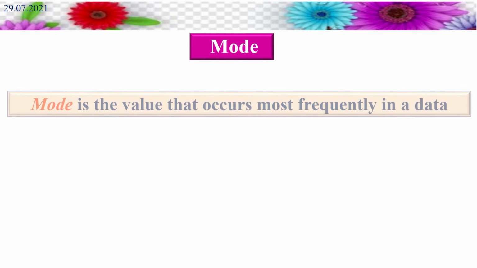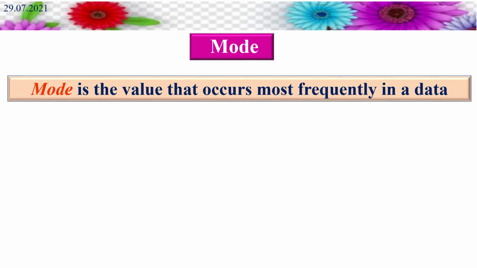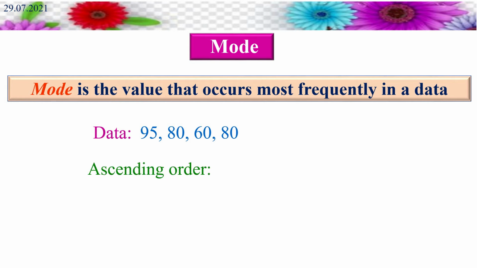Mode. Mode is the value that occurs most frequently in your data. Here let us take the data 95, 80, 60, 80. We have to arrange in ascending order first, as in median: 60, 80, 80, 95. Here mode is nothing but the data which occurs maximum number of times in the set.